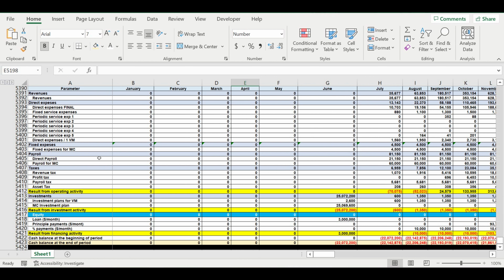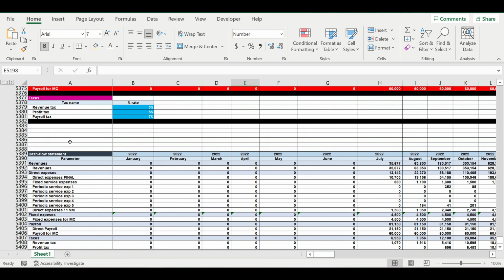Today we'll continue building the financial model of a vending machines business idea, and today it's time for us to answer one of the first questions: how much financing we need to start this business. You can't answer this question without building the cash flow statement.